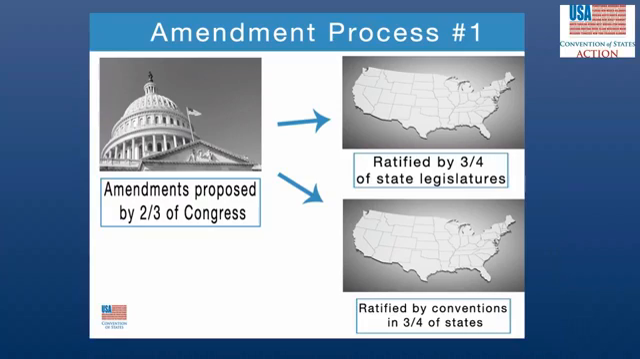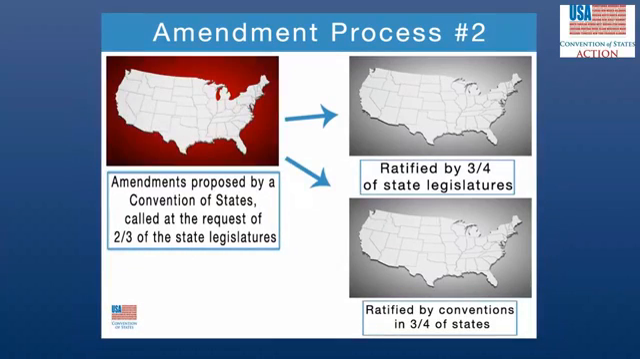This we've seen happen many times, and that's where Congress proposes amendments to be made to the Constitution. Those proposed amendments then go to the states to be ratified and have to be ratified by 3/4 of the states, or 38 states. Well, there's a second method in Article 5. We're not creating this now. It's already in Article 5.